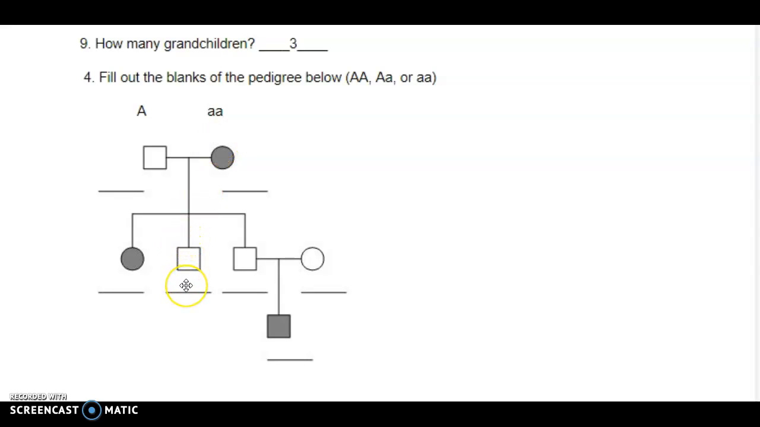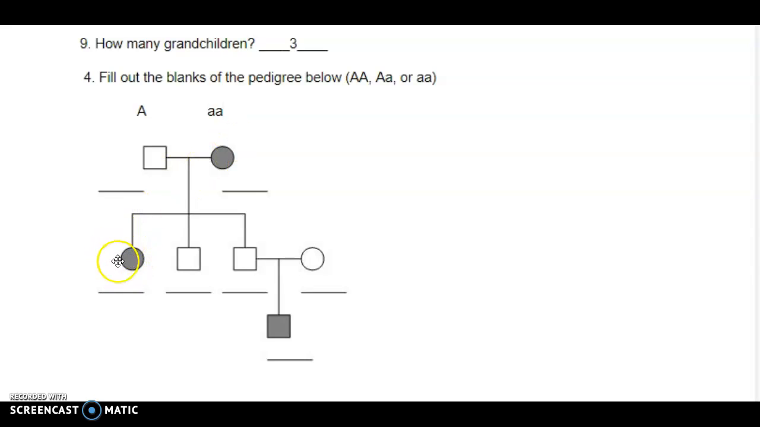This child would have a big A, but we don't know a big A or what. This child would also have a big A, and he's married to someone who has a big A. But we can figure more out about these two because they have a child who is affected. So this child right here would have to be little a. That means dad would have had a little a to give, and mom would have had to have a little a to give. But they also both have a big A because they're showing the dominant trait. So both of these would be heterozygous, big A, little a, because they had a little a child.